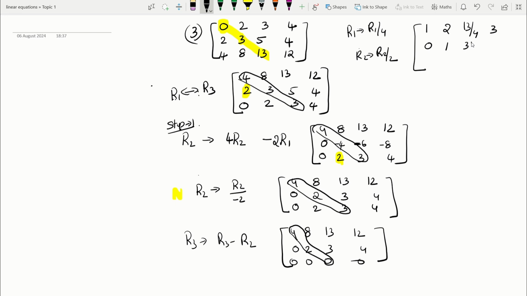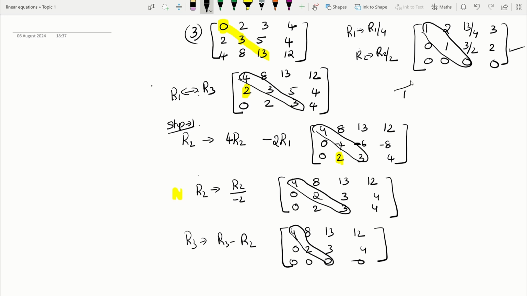Okay, I want to clear this rough work. Yes, we have to divide with the concerned element, correct? So for that, R1 implies R1 by 4, R2 implies R2 by 2.